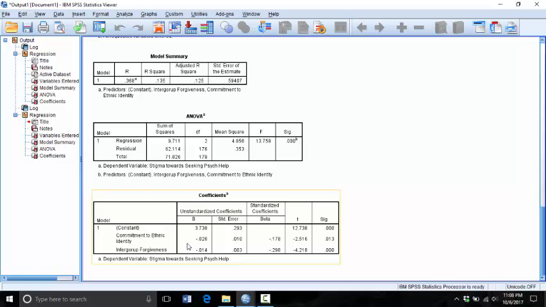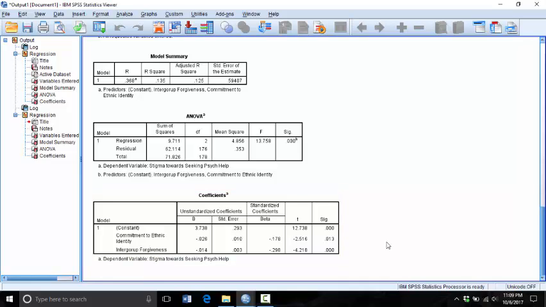And we see that for both of the variables, there's a negative relationship. And we also see that both variables are significant, right? So having a stronger commitment to ethnic identity and having higher levels of intergroup forgiveness, because they're negative, this is negatively related to stigma towards seeking help. So the stronger these variables are, the less people experience that stigma.